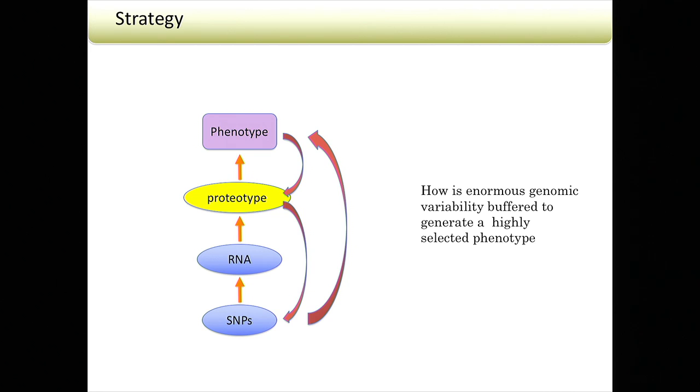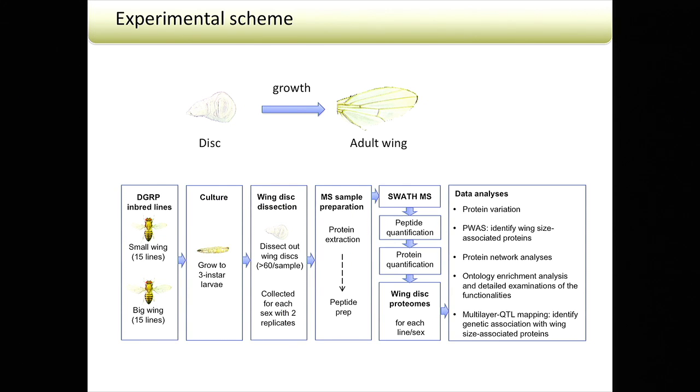And then this is what we try to do. We try to fill in this enormous leap from genomic variability to phenotype. We try to now fill in measurements at the protein level. So the experiment was to select so far 15 small wing lines and 15 big wing lines, then grow larvae, so they don't actually express the wings yet, then select the cells that will lead to the wing, these wing imaginal discs, and these were dissected by Hero. Then we extract the proteins and analyze these proteins by SWATH mass spectrometry.